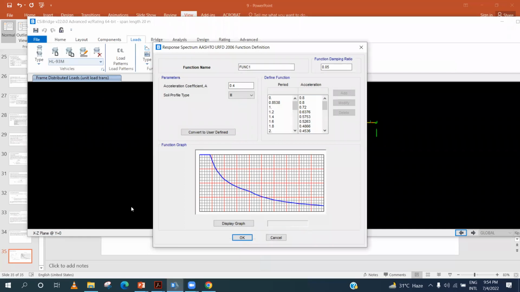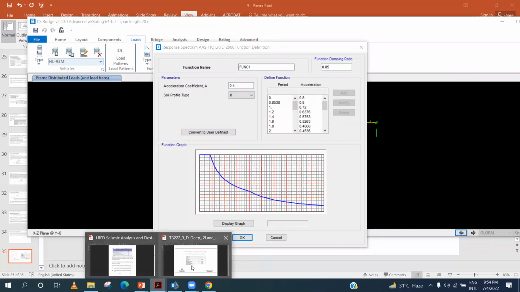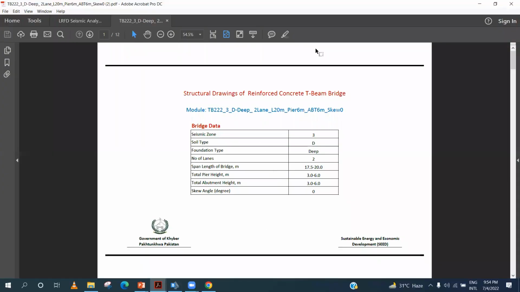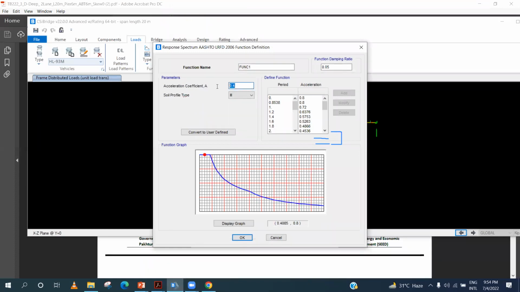Okay, so now coming toward our case study bridge. You see it is in seismic zone 3, soil type D. These are the parameters which I need to define the response spectrum in CSI. So the acceleration coefficient is 0.3.